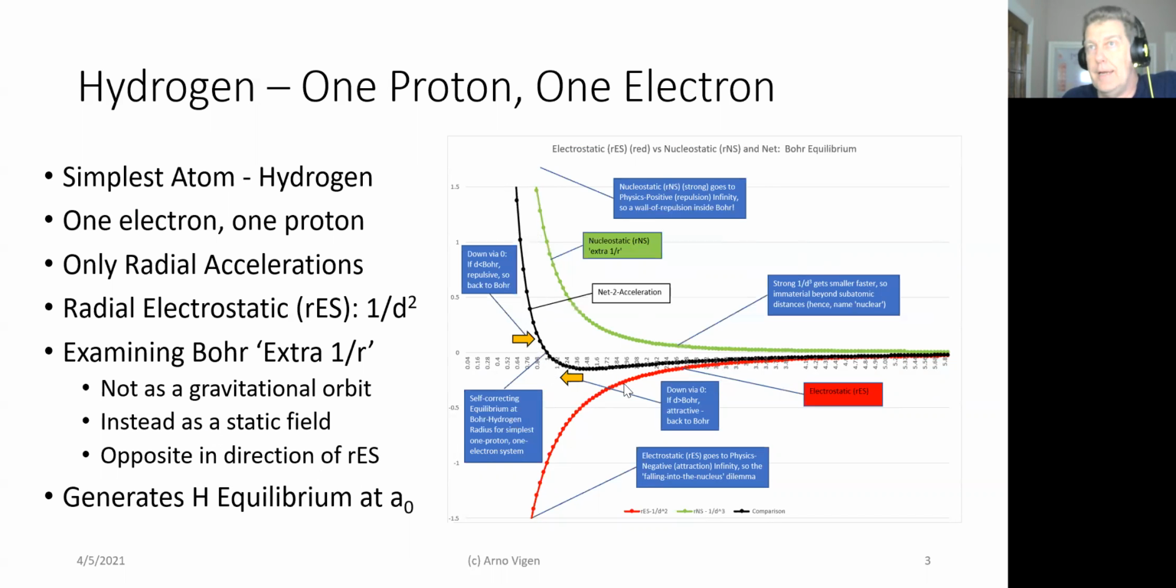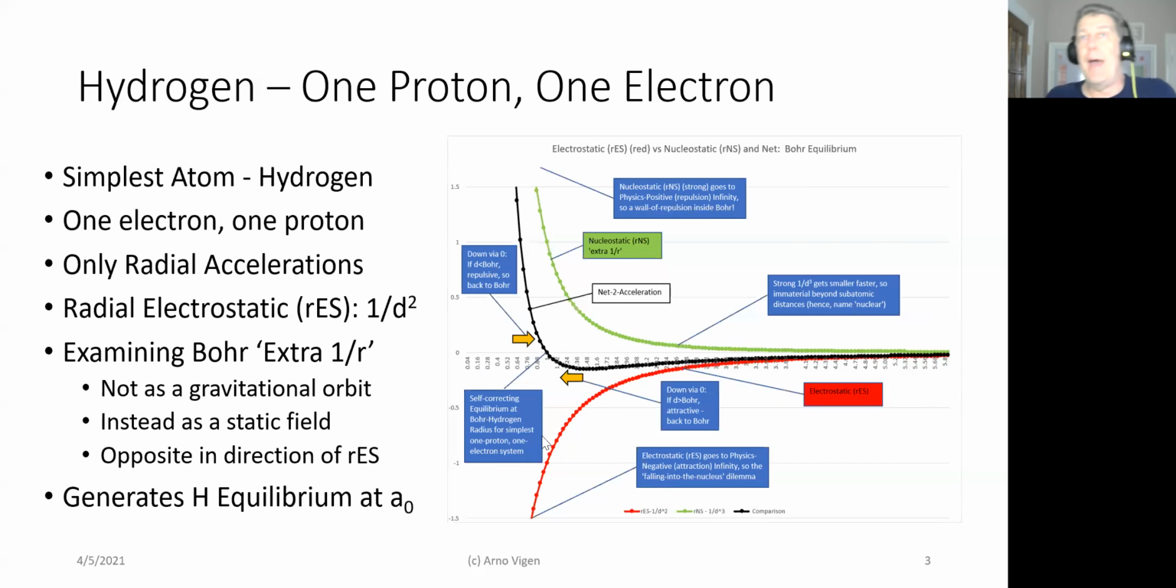The black line here is the net of the electrostatic red force and the nucleostatic green force. And that becomes a wall of repulsion inside 1. And 1 is the balancing point where both of those are equal. And that is known as the Bohr hydrogen radius. It's also used as the symbol A0, sub-0. And you'll see that A sub-0 throughout our paper.